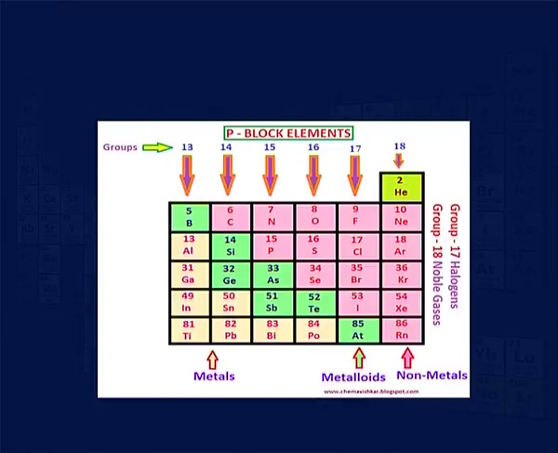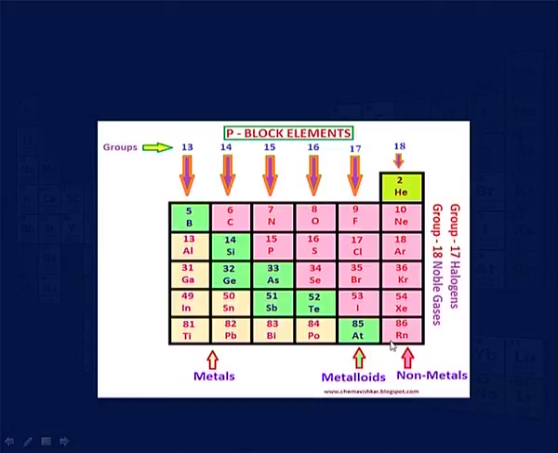From this part of the periodic table, you can see the p block elements are arranged on the right side of the periodic table. The groups start from 13th, 14, 15, 16 and 17, which is under our objective of discussion. This left side is dedicated to the metals, which consist of aluminum, gallium, indium, thallium, tin, lead, bismuth and polonium. The green area represents the metalloids.